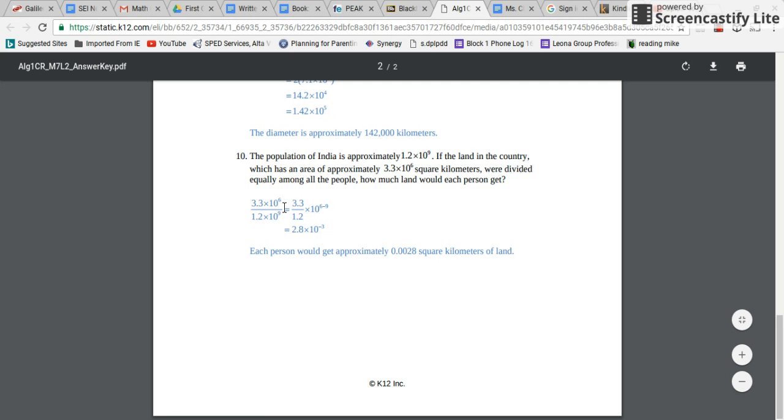And then we're going to divide this. Regular numbers divided by the regular numbers. 3.3 divided by 1.2 gives us 2.8. Then you take the 10 to the 6 and the 10 to the 9 separately. And when you're dividing, do you remember what to do with the little numbers? Hopefully you're thinking to subtract. 6 take away 9 is -3. So this is your answer. If you want to write the number out, you would move the decimal 3 times to the left. 1, 2, 3. So it would be 0.0028.